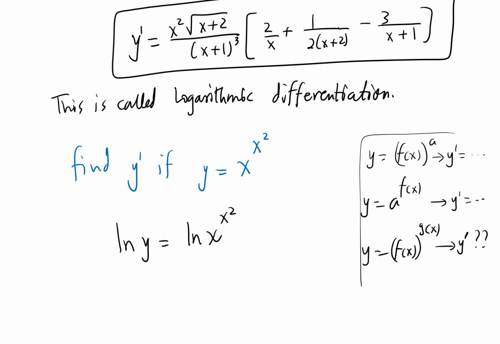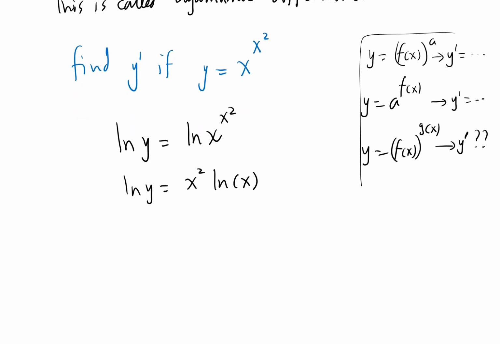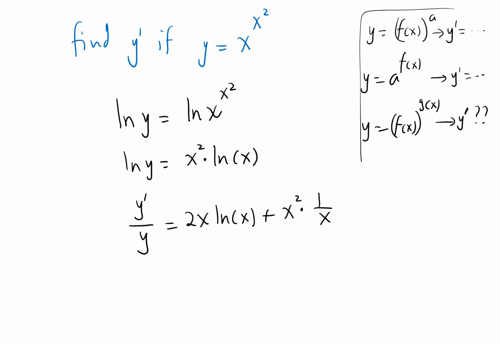Okay, so we're going to move on. By the properties of logs, it allows us to bring the x squared down on the right side. Then we can differentiate both sides. Derivative of natural log of y is y prime over y. Here we use product rule, 2x times the second one, plus the first one times the derivative of the second one. Multiply both sides by y: 2x natural log of x, and this can be simplified to just x.